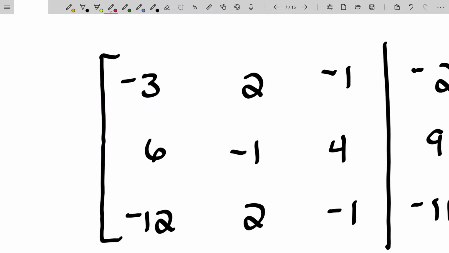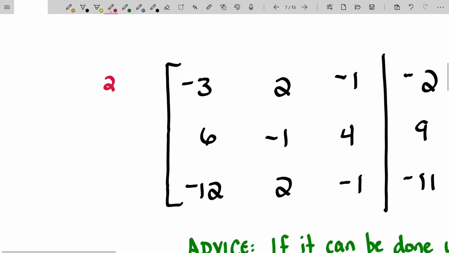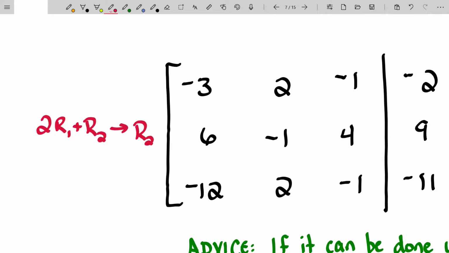You want to take twice this row, and in fact, let me give myself a little more room here. You want to take twice row 1. You want to add that to row 2. That will become the new row 2. Notice my notation there. This is a very common notation. I just put it right next to the row that I'm going to be killing off. I'm going to be killing off that 6 right there is what I want to do.